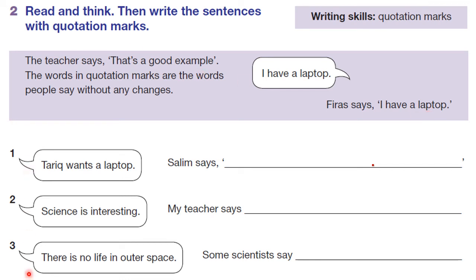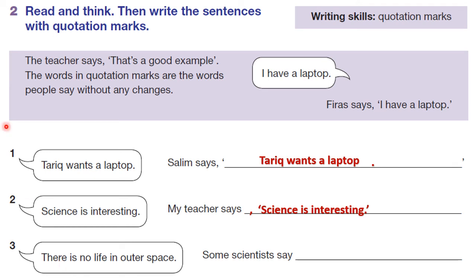Now write these three sentences with the quotation marks. Tariq wants a laptop. Salim says, "Tariq wants a laptop." Here we just repeated the same words. Science is interesting. My teacher says, "Science is interesting." We repeated the same words for our teacher, and here we repeated the same words for Salim.